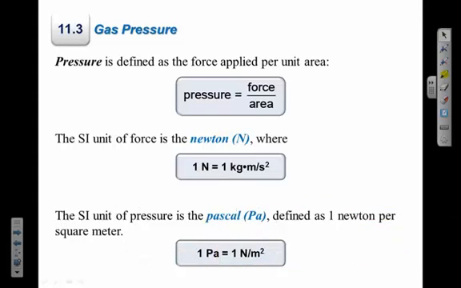Let's just talk a little bit about pressure. This will give you a little bit more background so you can start to think about the next lab experiment. So pressure is defined as the force per unit area. So it's about how much force there is on something, but also how much space or area that force is applied over.